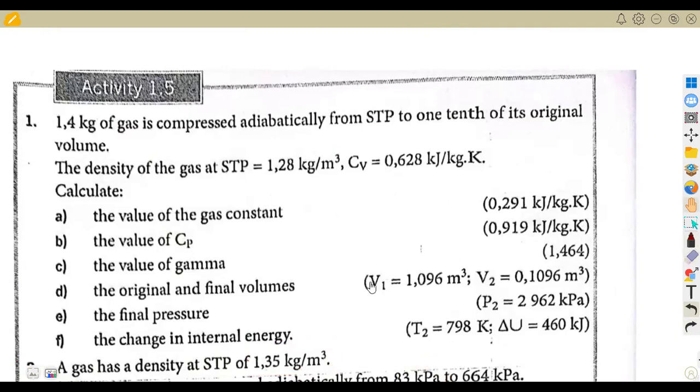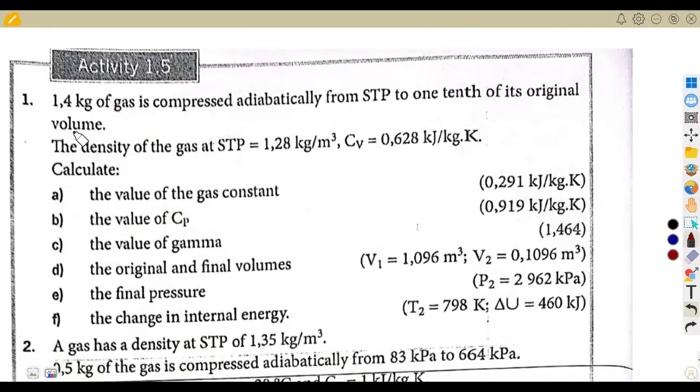We are given that a mass of 1.4 kilograms of a gas is compressed, take note, adiabatically. So we are using the law PV to the exponent of gamma. You remember we talked about the difference between a polytropic PV to the exponent of n and an adiabatic, where the heat that is being added or rejected adiabatically is equal to 0. So that is the major difference, but the rest of the formulas are the same.